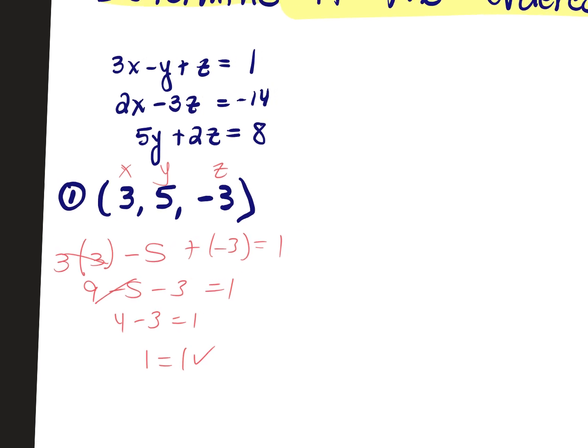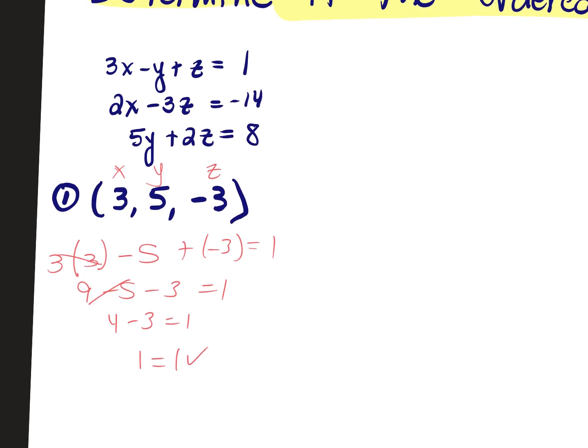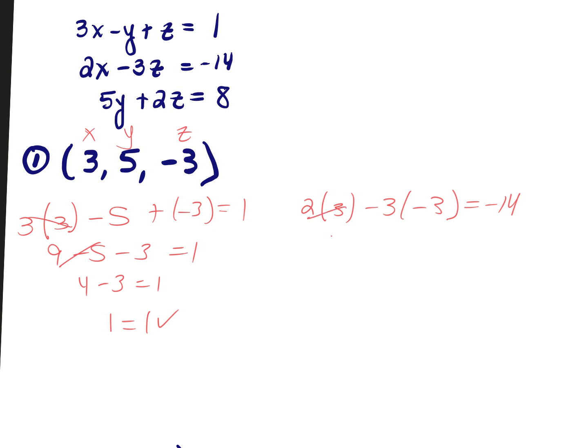Now we're going to say, okay, let's try the second one. Now notice, guys, there's only 2 variables in the second one. So you're going to substitute in for the x and for the z. Pay attention to what you're doing. So this is 2 times x is 3. Minus 3 times z is negative 3 equals negative 14. What's 2 times 3? 6. Negative 3 times negative 3 is what? So 6 plus 9 equals negative 14. What's 6 plus 9? 15. Does 15 equal negative 14?